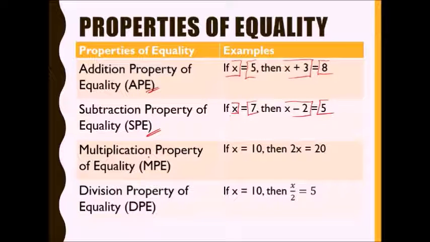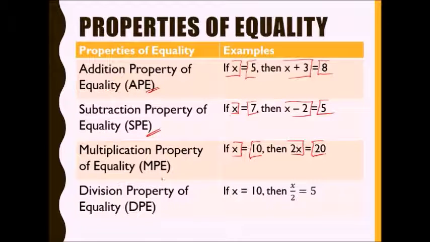Then for the multiplication property of equality, if x equals 10, then 2x equals 20. In Tagalog, if x is 10, it means that if you multiply this by 2, you also multiply the other side by 2. So x becomes 2x and 10 becomes 20.